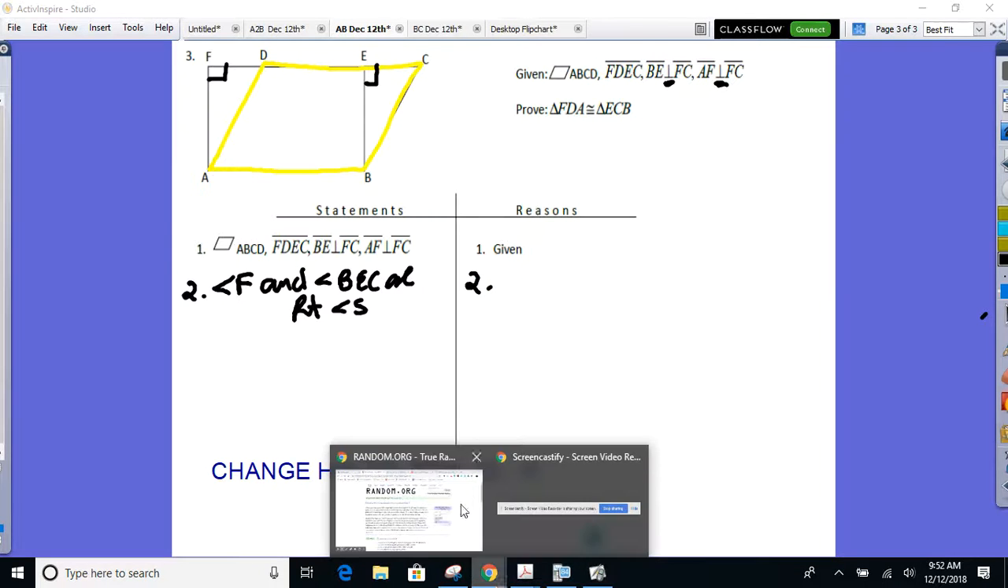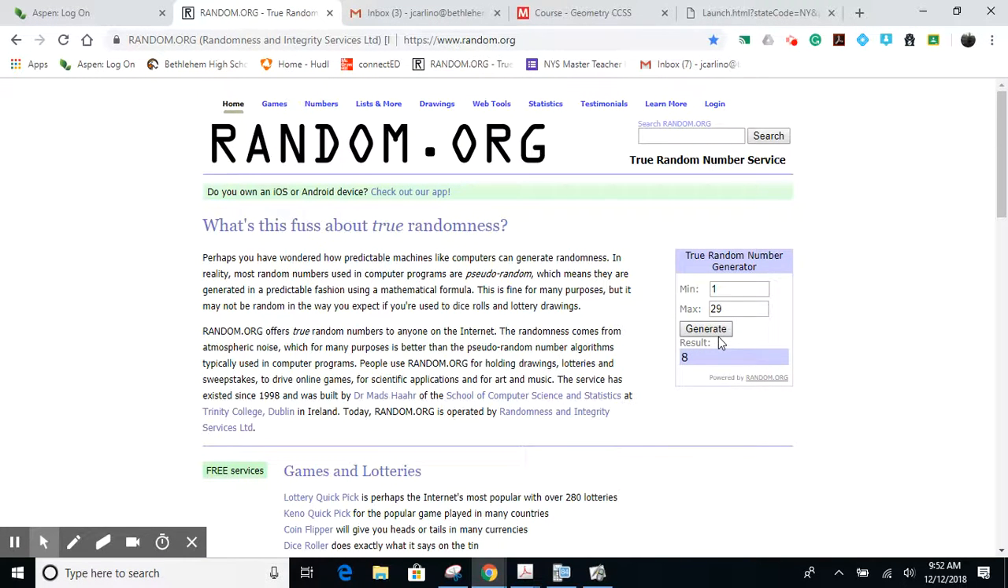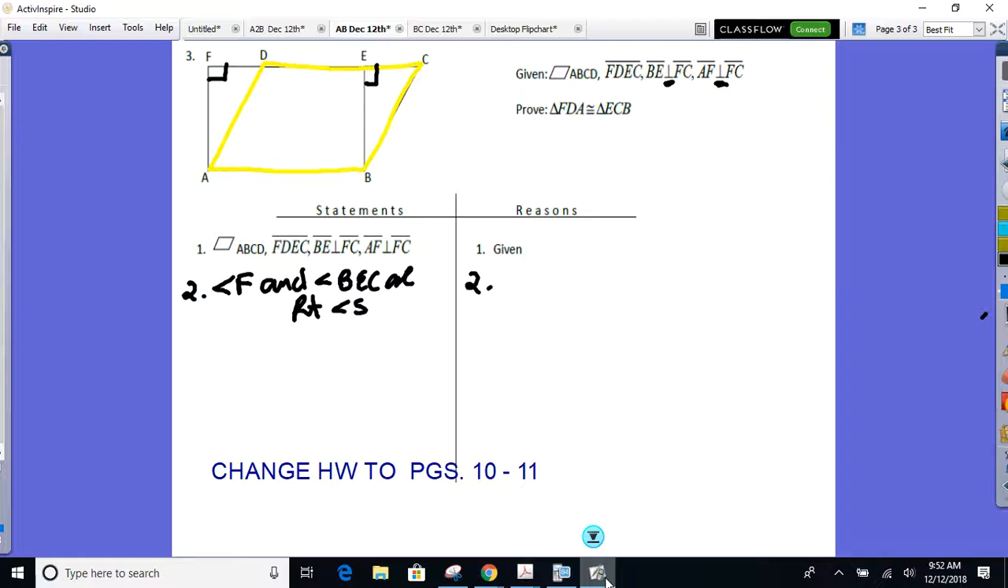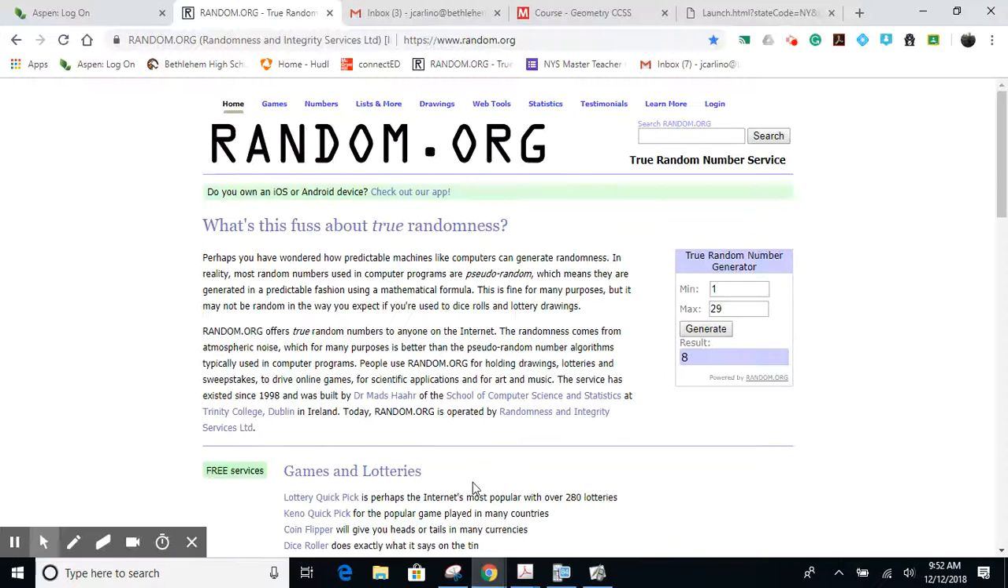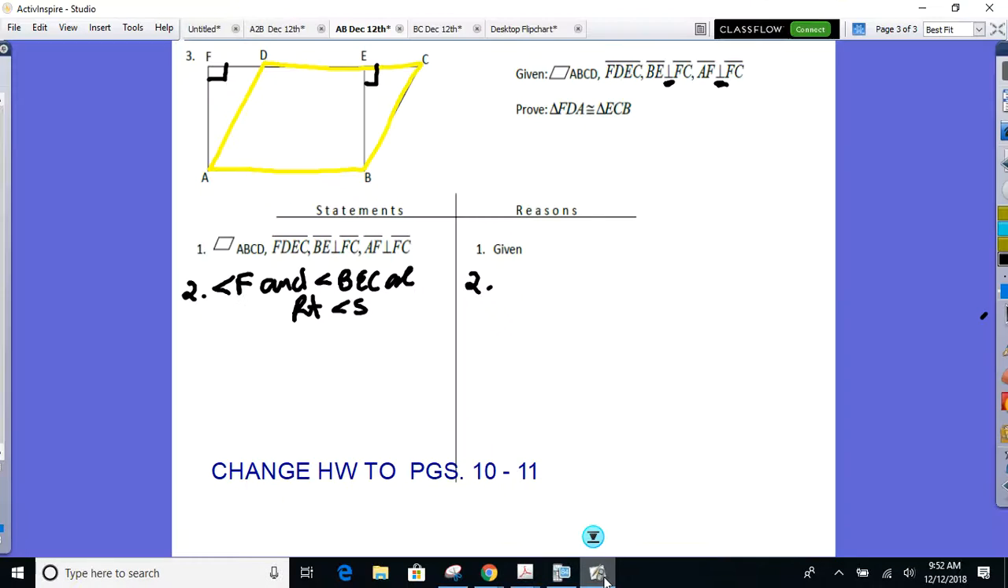Anybody remember the reason? Review, review, review. Well, why did I put them on there to begin with? What told me to put right angle symbols on there? There we go.